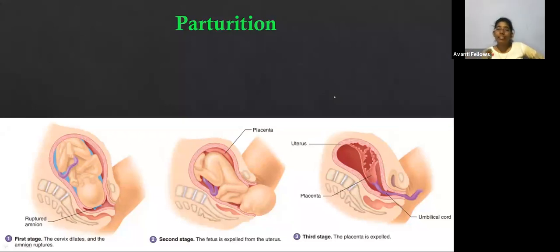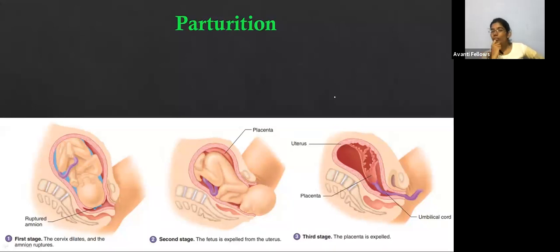Okay, at the parturition, what happens? The estrogen and progesterone levels are very low. That is why the complete endometrium wall is also getting ruptured.